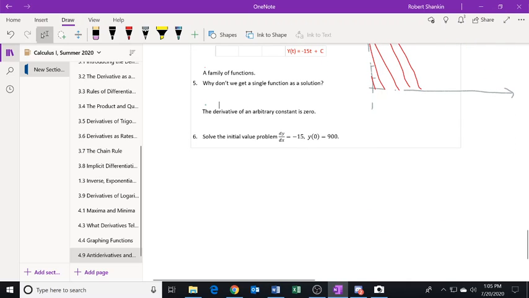All right. So finally, number 6. Solve the initial value problem. dy/dx is negative 15, and y of 0 is equal to 900. Let me give you a minute, and then I'll call on a group.